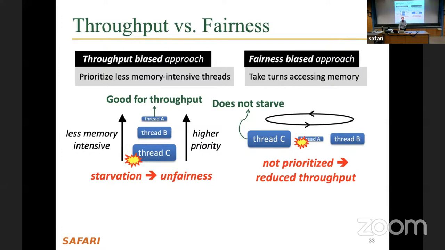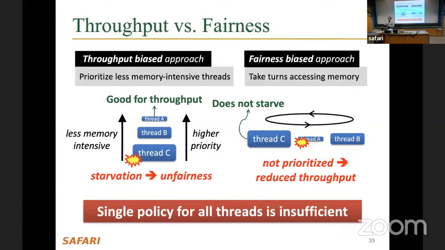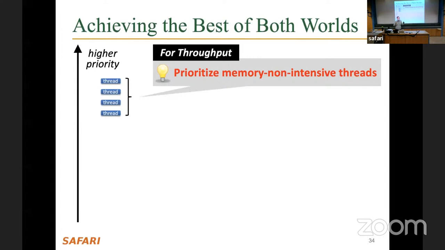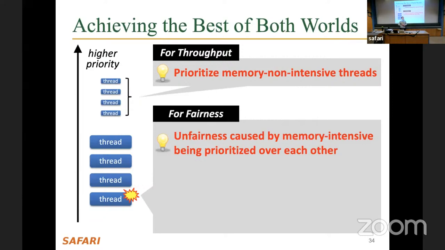So the realization is that a single homogeneous policy to treat threads is not sufficient if you want to get both system throughput and fairness. So the idea is to have a heterogeneous policy to achieve the best of both worlds, or at least as close to the best as possible. As we discussed, for throughput, you want to prioritize memory non-intensive threads, and you want to identify them very carefully. But for fairness, you don't want to do that for other threads that are not very light.